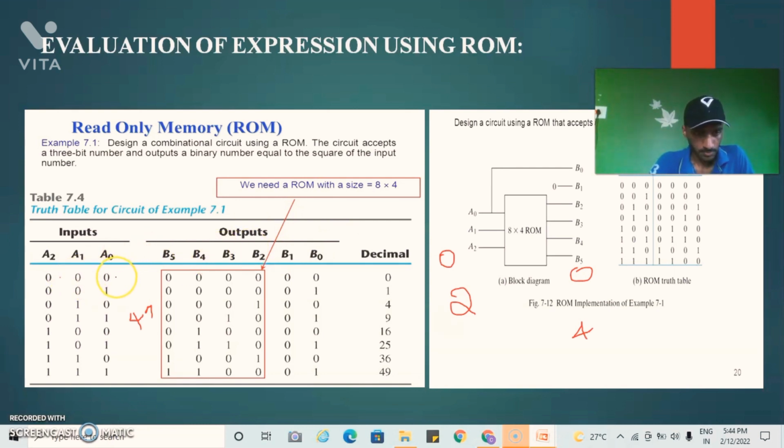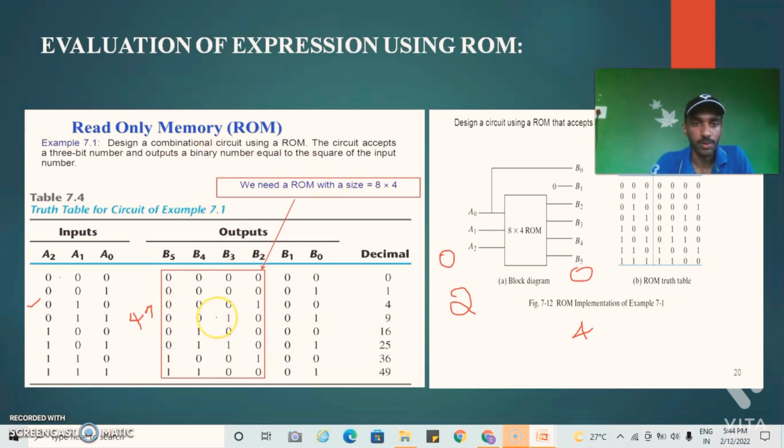Whenever I give input 0 0 0, my output will be 0 0 0 0 0 0. For input 0 1 0, I should expect 0 0 0 1 0 0, which is equivalent to 4. So whenever I give any binary number, my output should be the square of that given number. That's what the problem is asking us to implement.